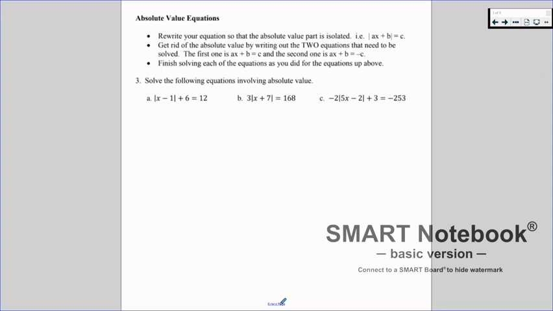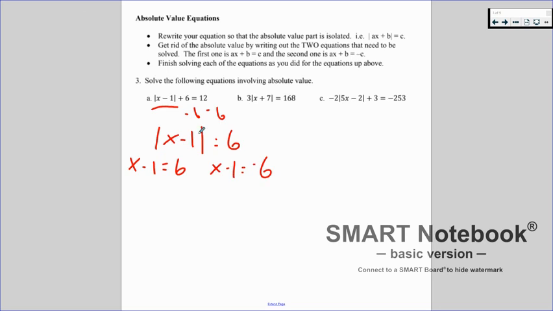3a. I want to get the absolute value by itself, so I want to get that part by itself first. So the first step is going to be subtract 6 from both sides. So now I have absolute value of x minus 1 equals positive 6. And now the question is, how do I undo the absolute value? And we just talked about that. We're going to undo absolute value by writing 2 different equations. So x minus 1 could equal 6, or x minus 1 could equal negative 6.